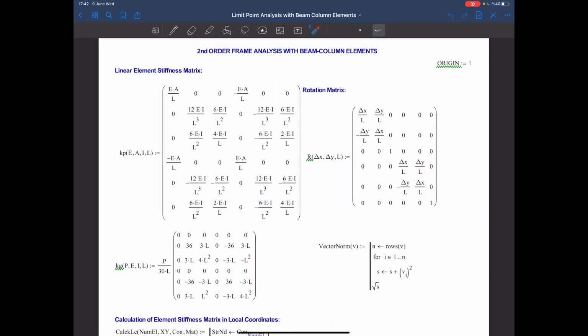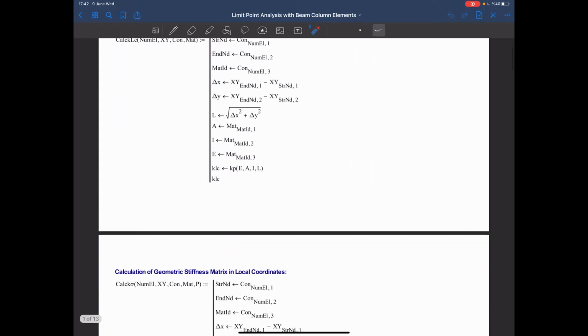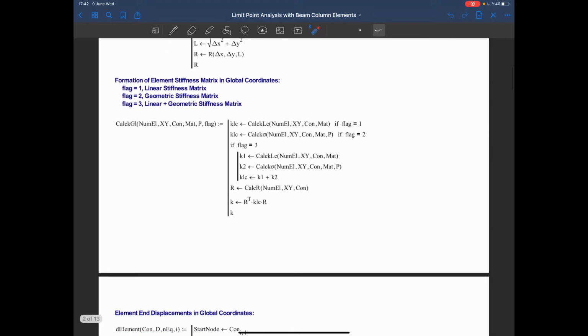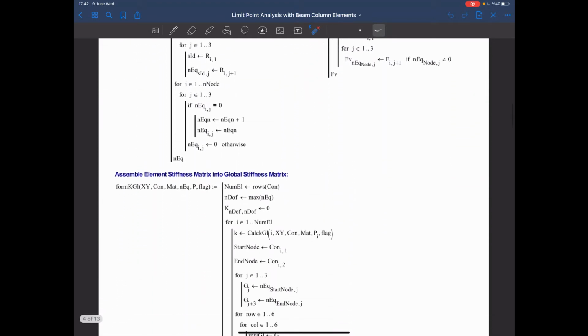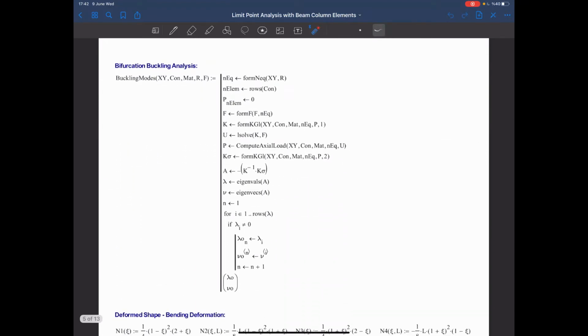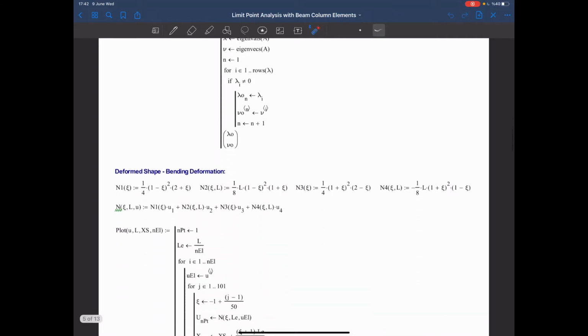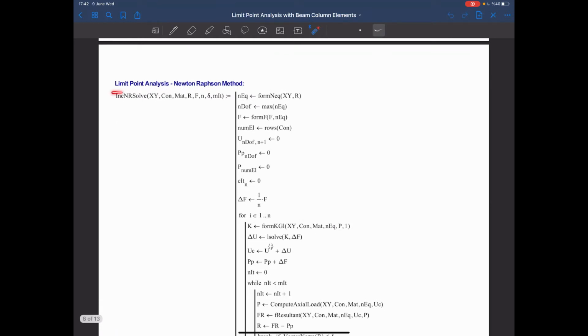Now let's take a look at how we can perform a limit point analysis. Again, this is the same code that we discussed before. Now, instead of doing the bifurcation analysis, I'll use the same code to perform a limit point analysis. As we discussed, limit point analysis is nothing but an incremental geometric nonlinear analysis. So for this, I implemented two methods. One of them is the Newton-Raphson method. So here, this is how it goes.